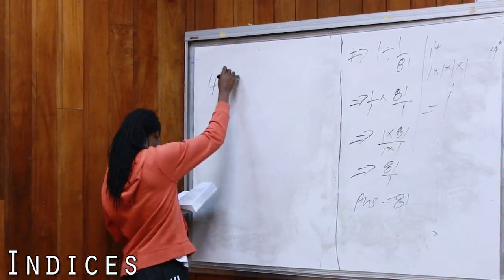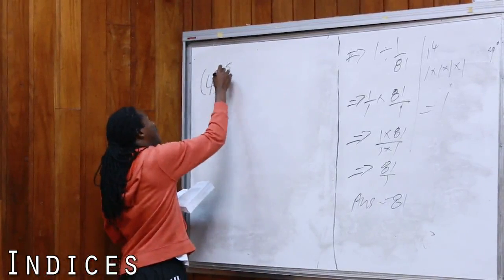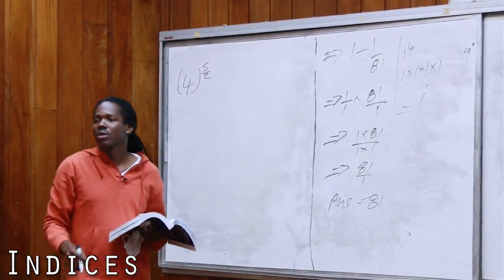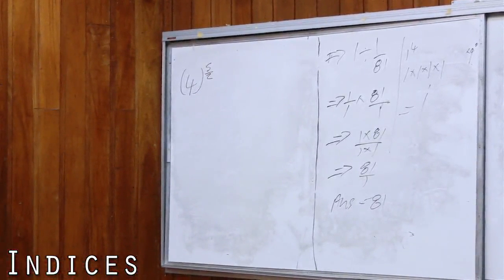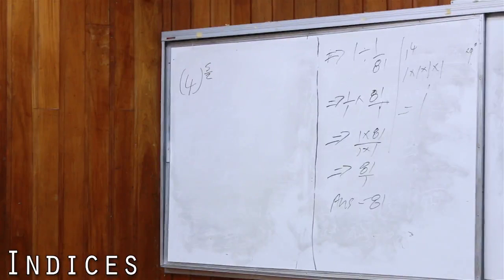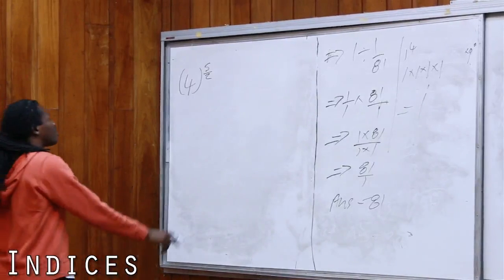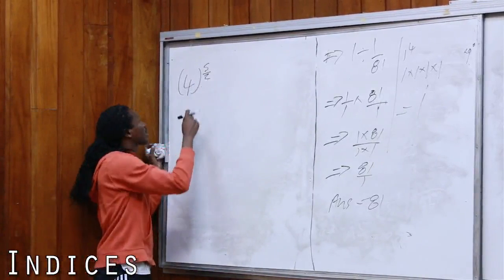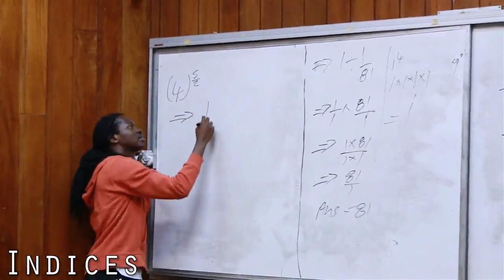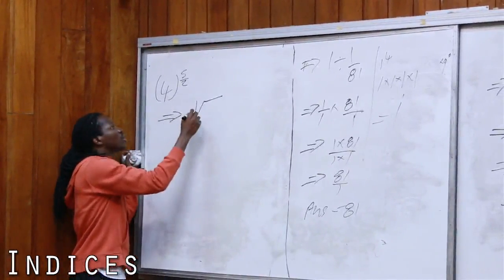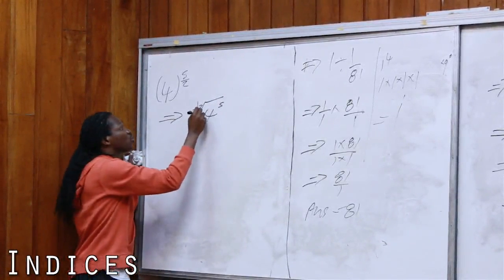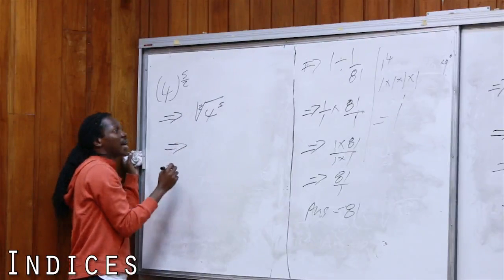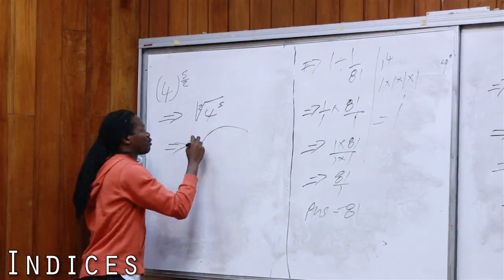4 to the 5 over 2. What is this now? Fractional indices. So this implies the square root of 4 to the 5th power.